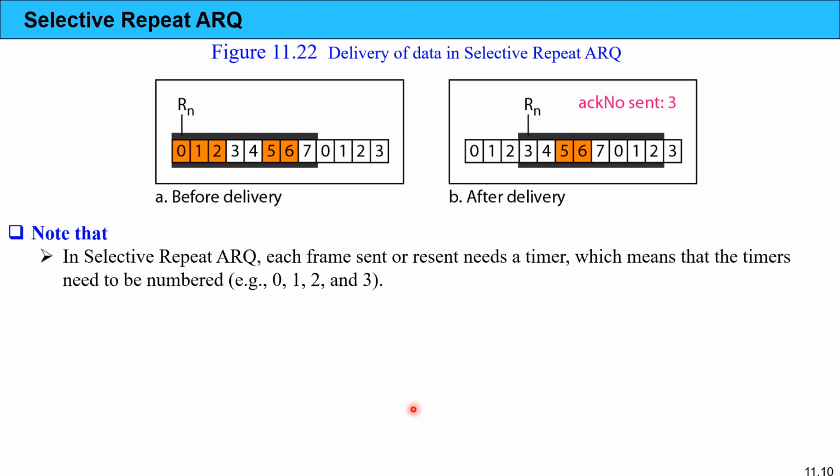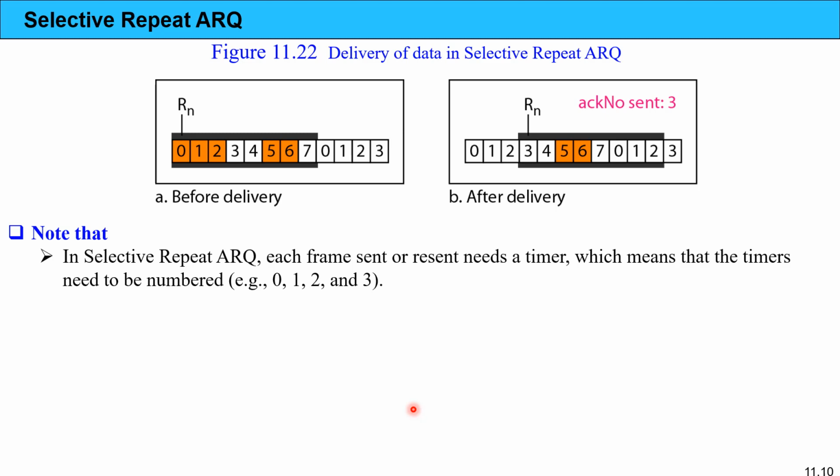A few important notes here for selective repeat request. In selective repeat request, each frame sent or resent needs a timer, which means that each timer will have a number. So each frame will have a timer, a timer per frame, not for the whole window. Each timer will have a number equal to the number of the frame. For example, frame 0 will have timer 0, frame 1 will have timer 1, and so on. This is the first note.